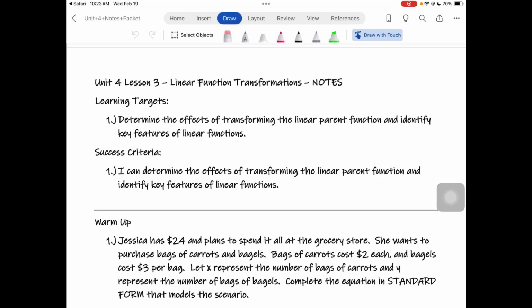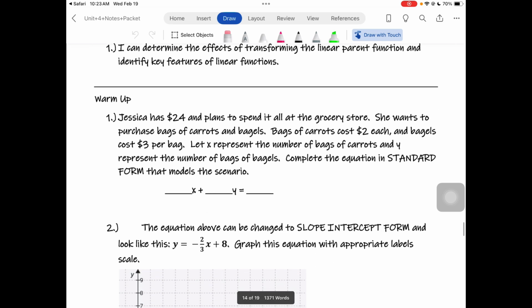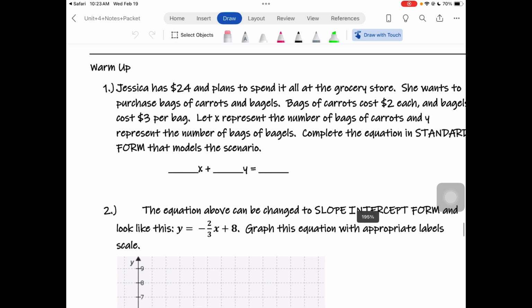Hello, we're looking at Unit 4, Lesson 3 today. I believe it's on page 9 of your packet. Today we're going to be able to determine the effects of transforming the linear parent function and identifying key features of linear functions. Okay, so here's your warm-up.